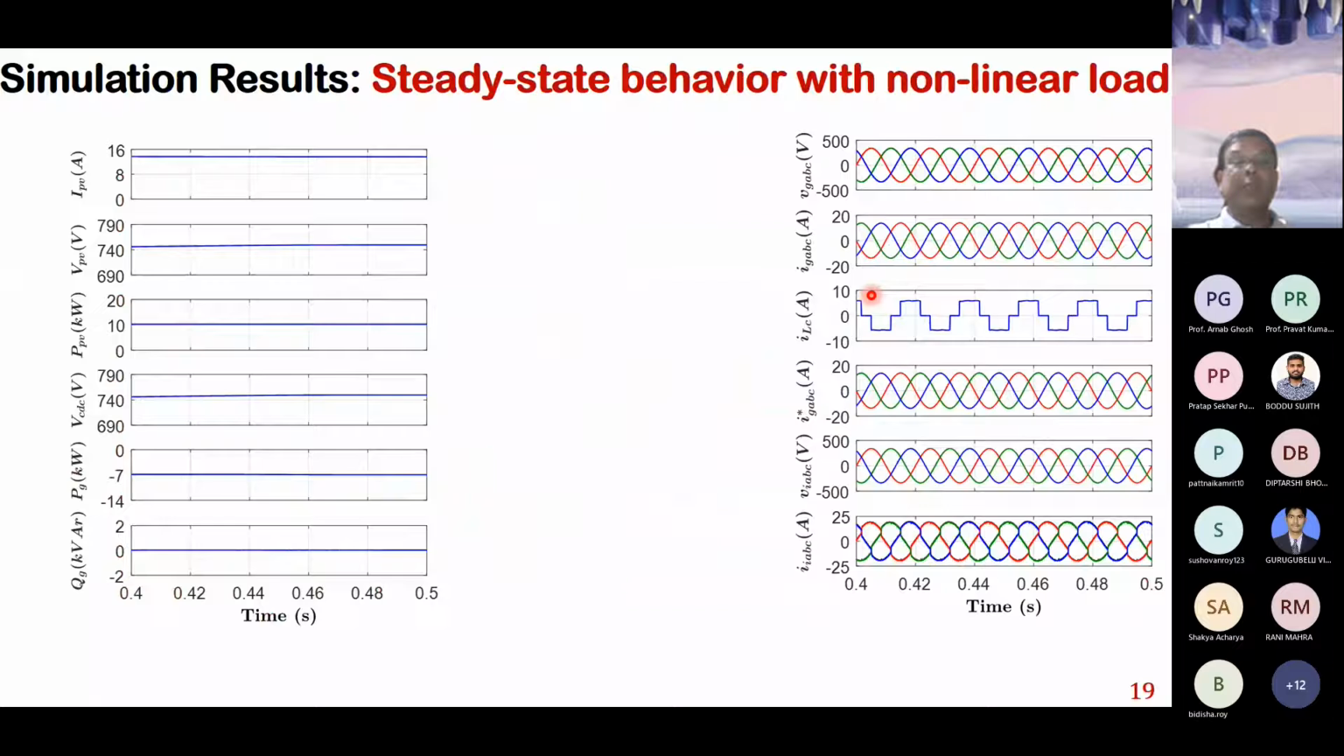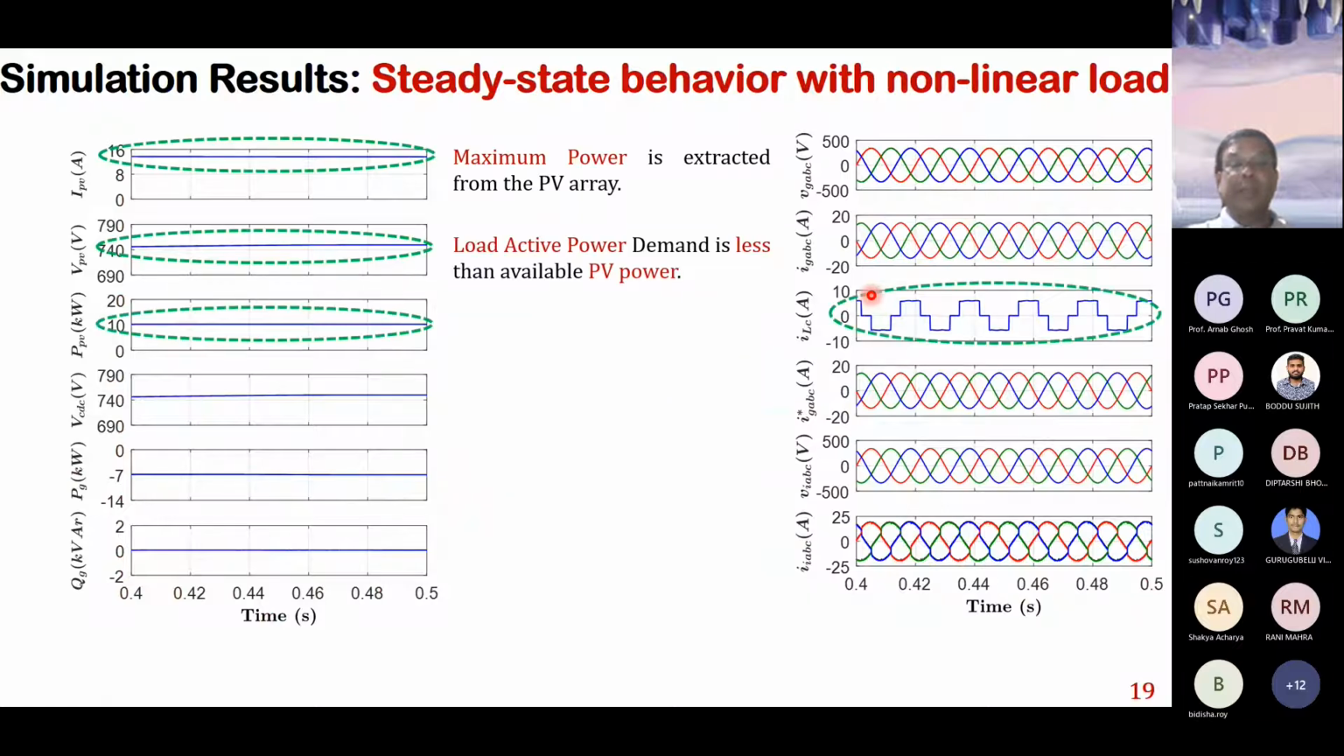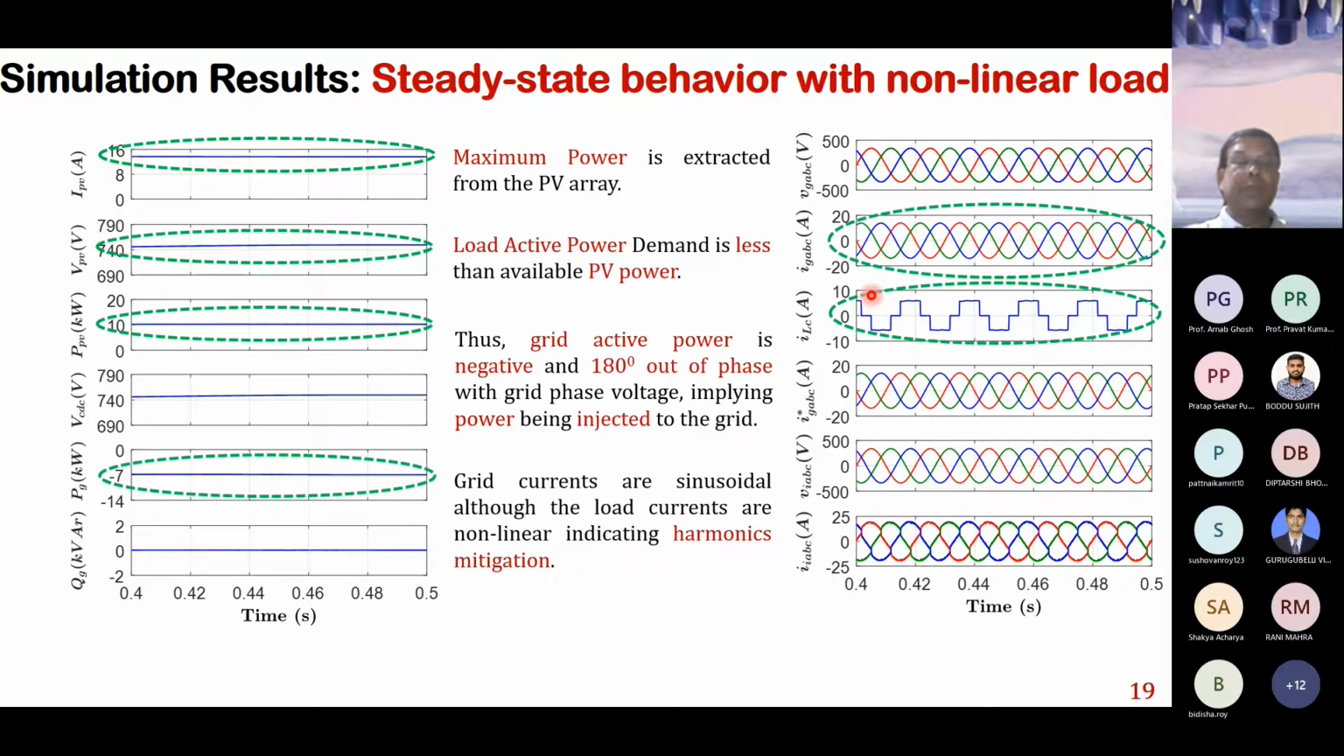So once you simulate, these are the results we obtain. The maximum power is extracted from the PV array. You could see the maximum power, PPV, is extracted from the PV array. The load active power demand is less than the available PV power.